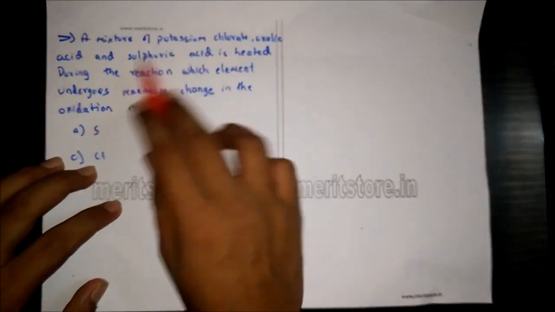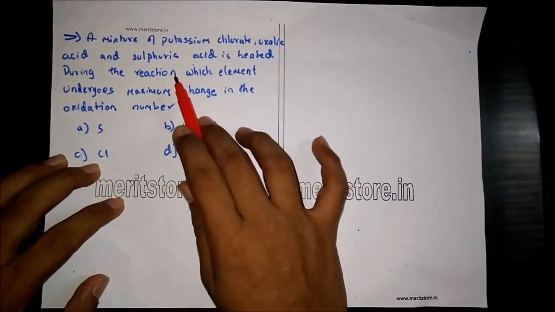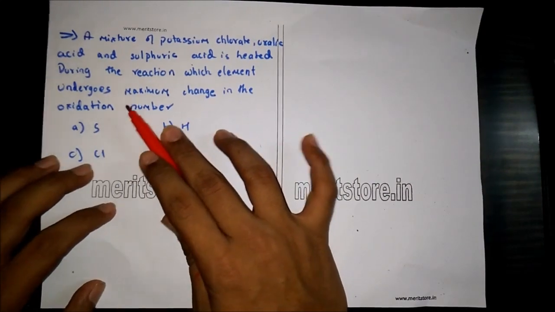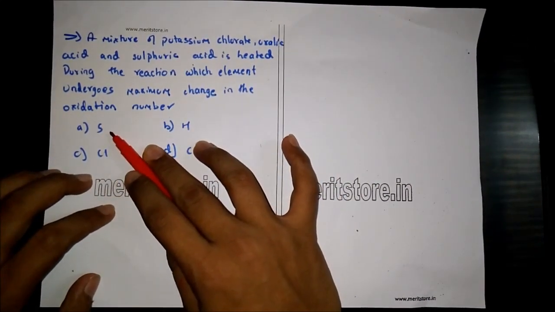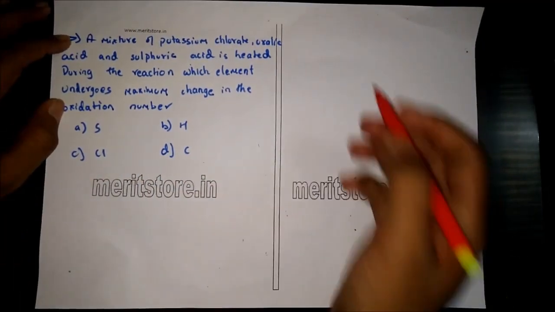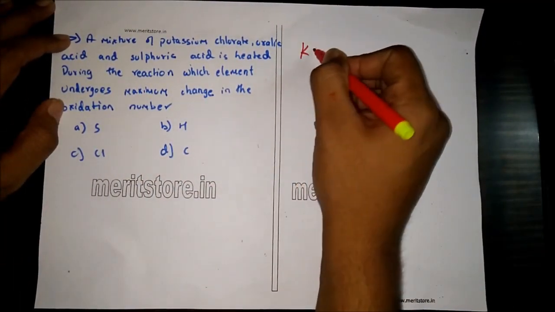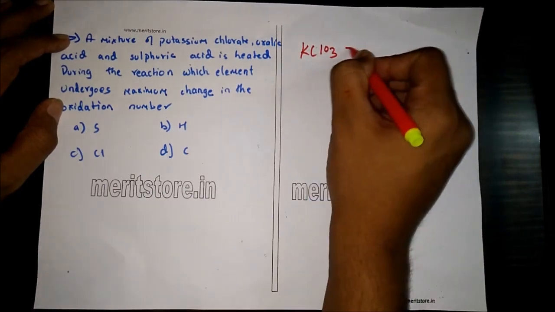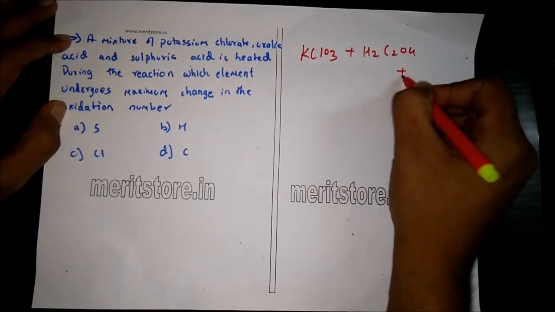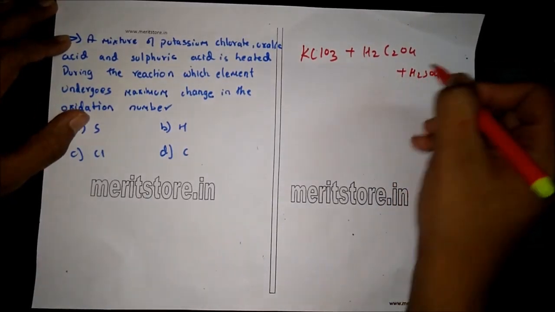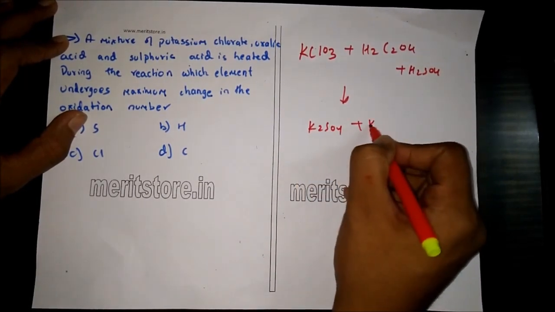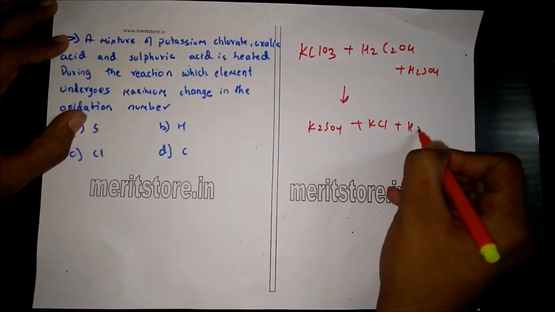If potassium chlorate, oxalic acid, and sulfuric acid are heated, during the reaction which element undergoes maximum change in the oxidation number? A. Sulfur, B. Hydrogen, C. Chlorine, or D. Carbon. Now let's look at how the reaction takes place. KClO3 plus H2C2O4 plus H2SO4 undergoes a reaction to form K2SO4 plus KCl plus H2O.